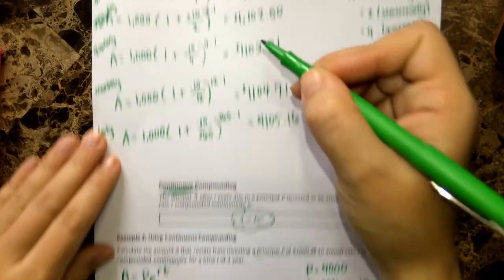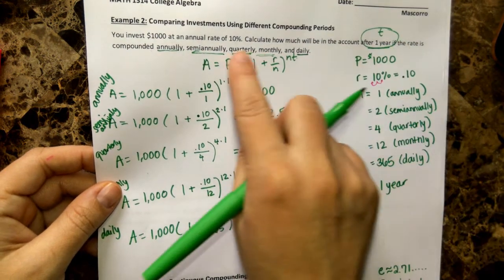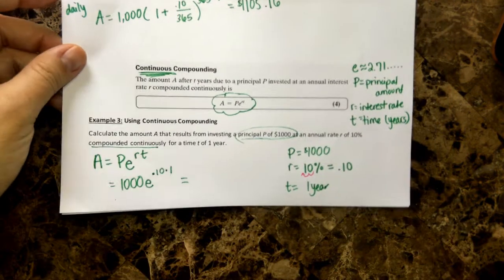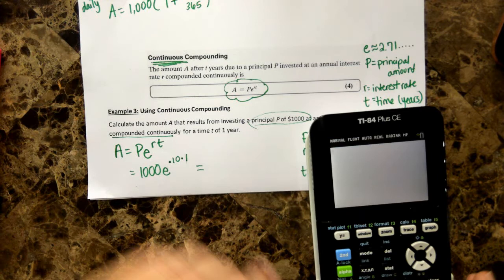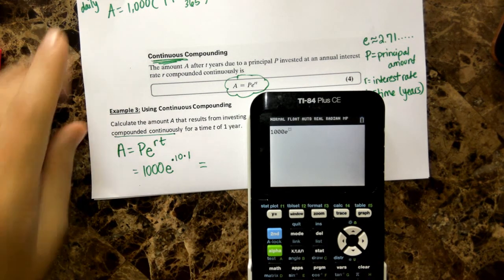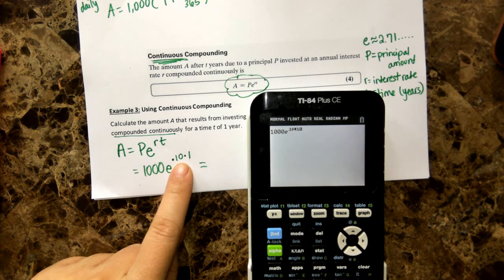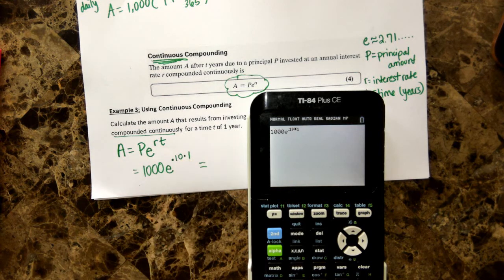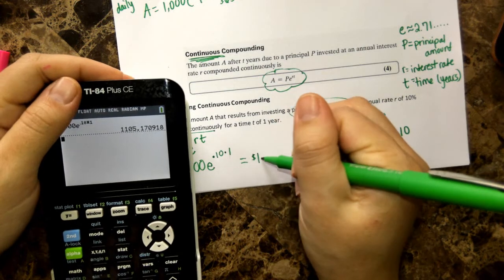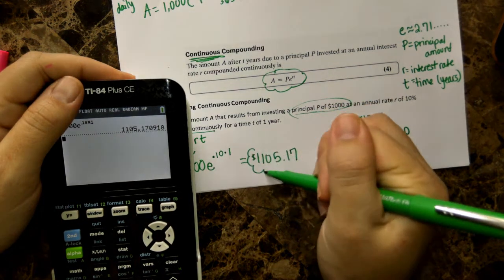This is very similar to the previous problem, same $1,000, same 10%, except instead of compounding it annually, semi-annually, quarterly, it's just going to be compounded continuously. So let's see which one is better. Let me go ahead and type this in. 1,000 times E, raise it to the 0.10 times 1 power. Make sure that 0.10 and 1 are both in the exponent. And I got $1,105 and about 17 cents.